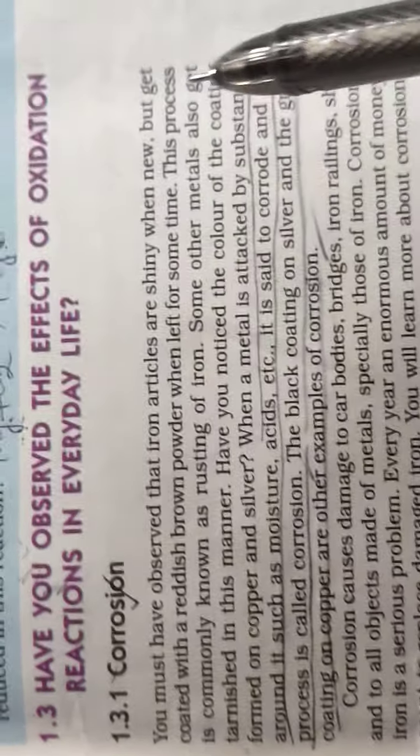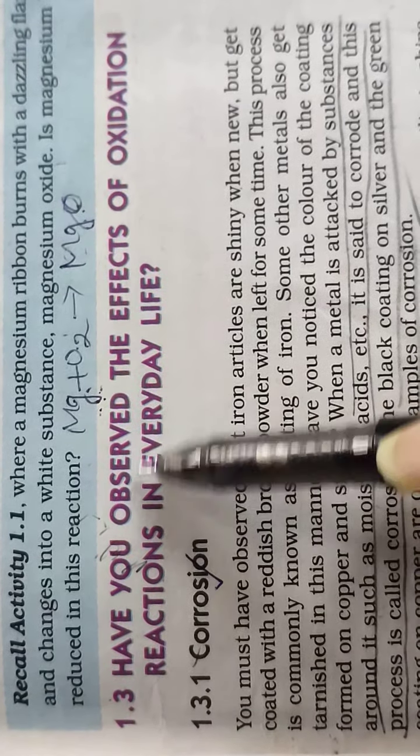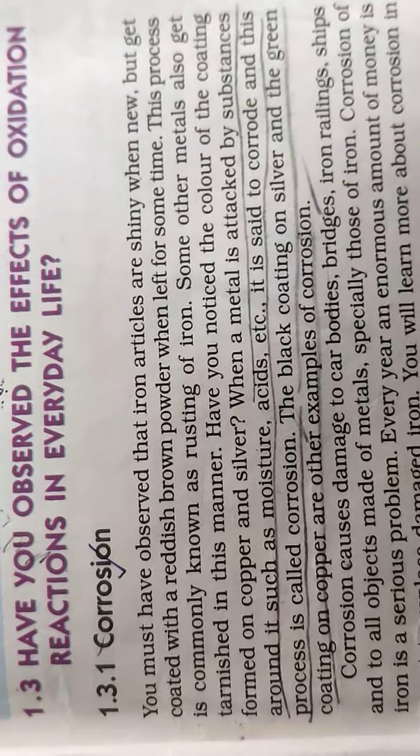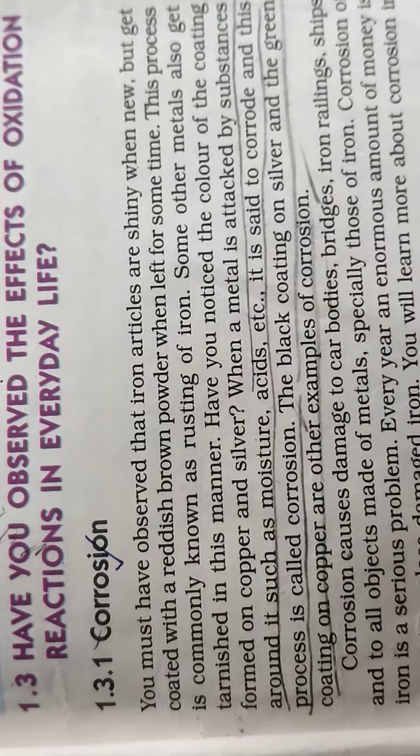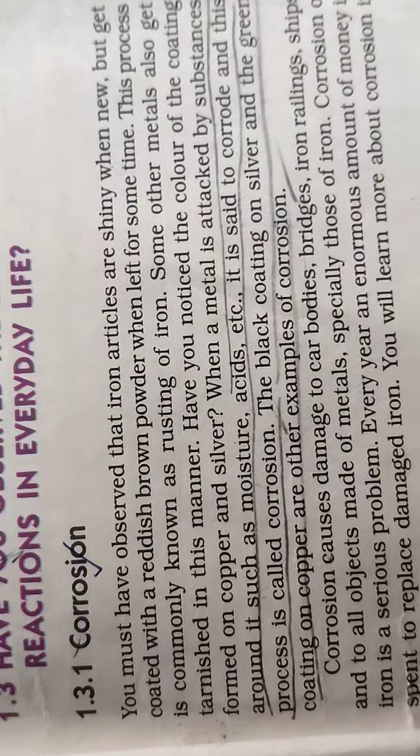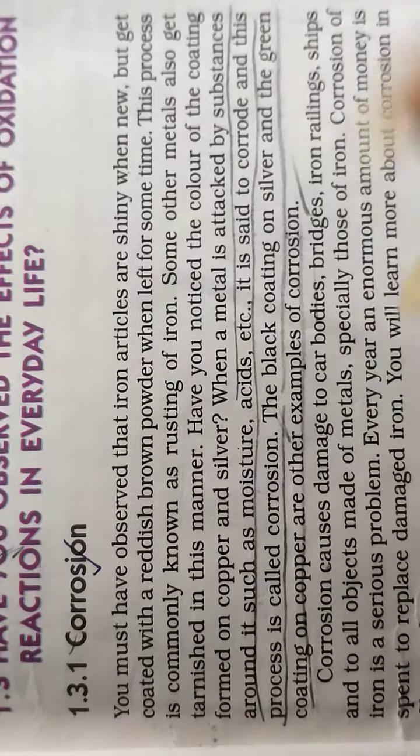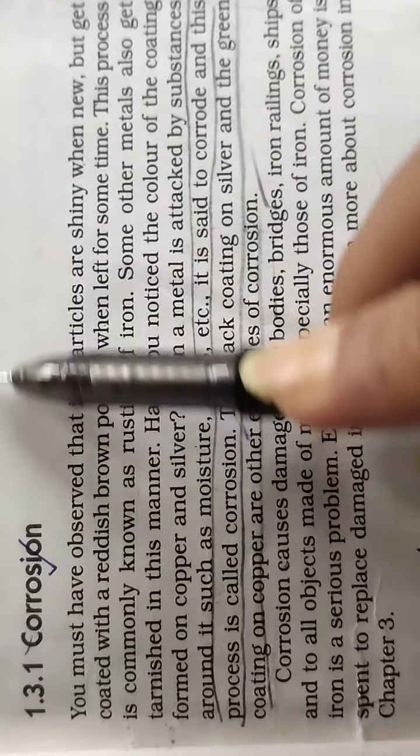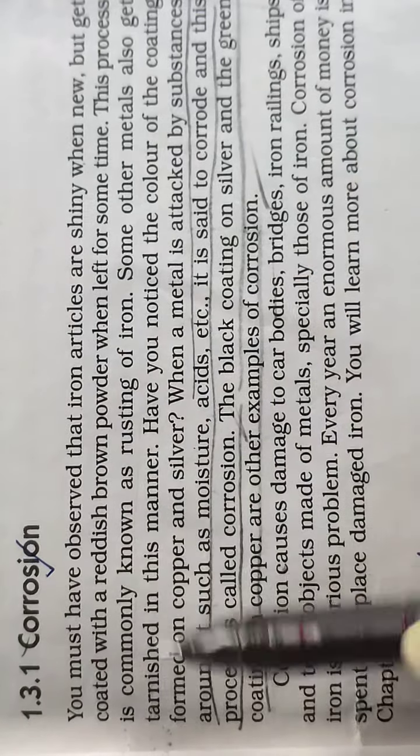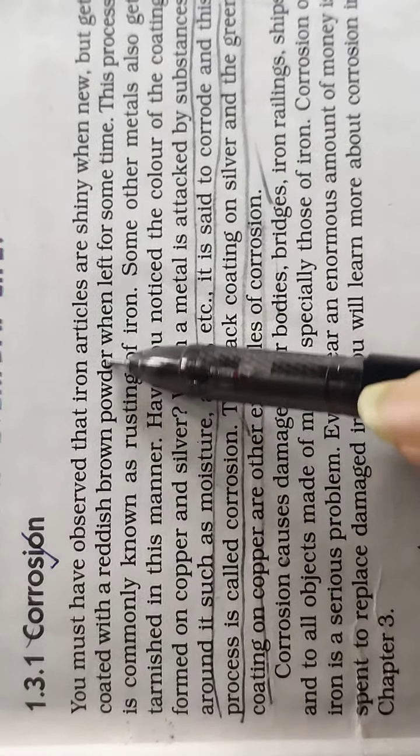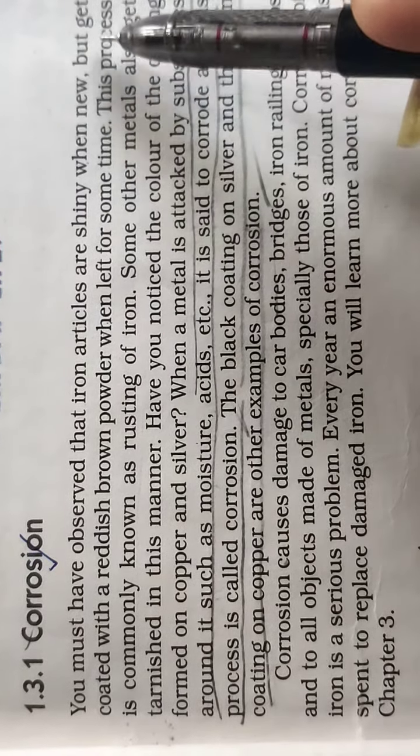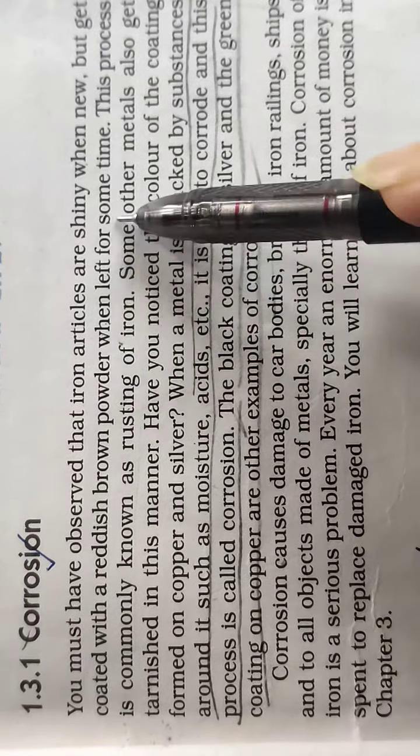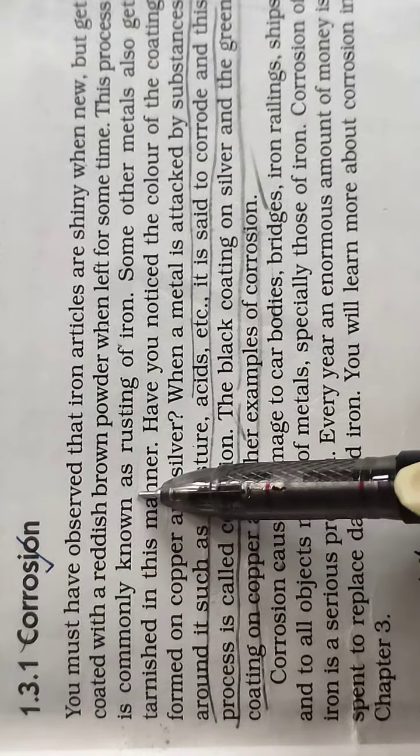Okay, next, have you observed the effects of oxidation reaction in everyday life? Actually, oxidation reaction is a chemical reaction in which most metals become corroded, like iron. Corrosion. So what is corrosion? You must have observed that iron objects are shiny when new, but when left for some time they become coated with a reddish brown powder. This process is known as rusting of iron.